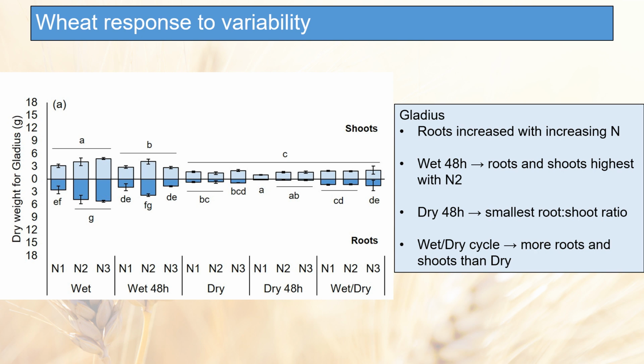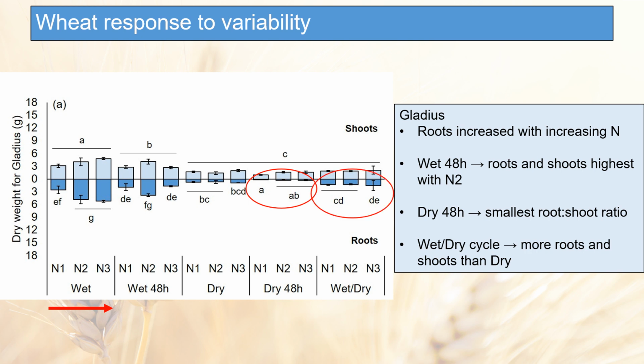So here we have a graph showing shoot and root biomass for Gladius, one of my varieties. So what we have is shoots above the x-axis, roots below the x-axis, and then N1 is my lowest N treatment, N3 is my highest N treatment, and then they're subsequently grouped according to the 5 different water treatments. So I'd just like to highlight a few of the main results from here.